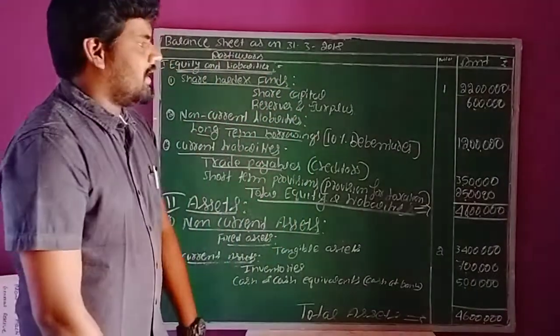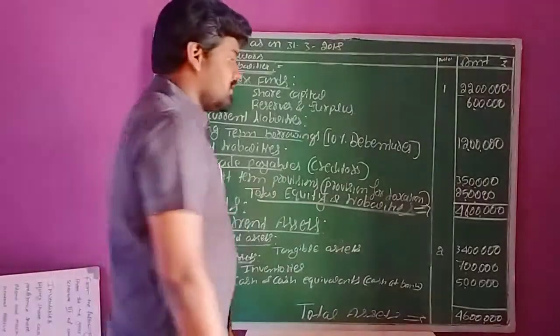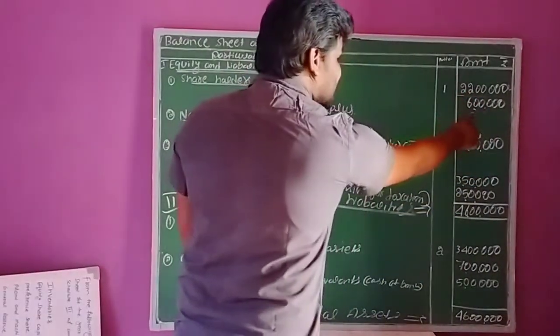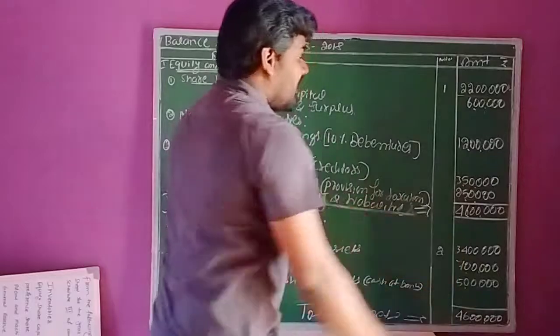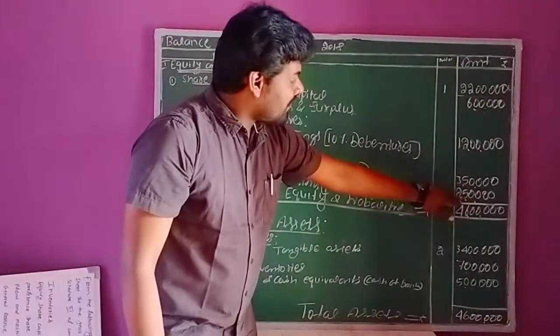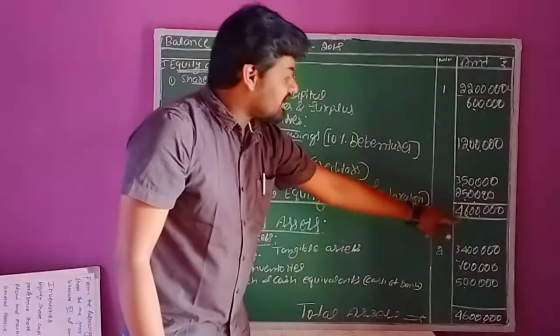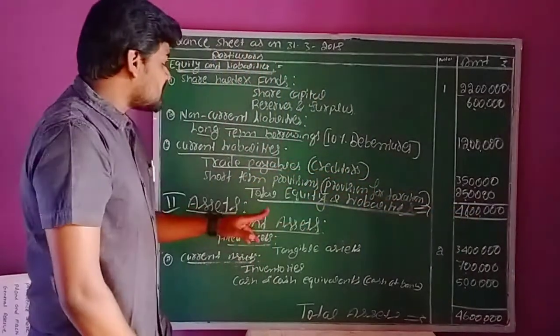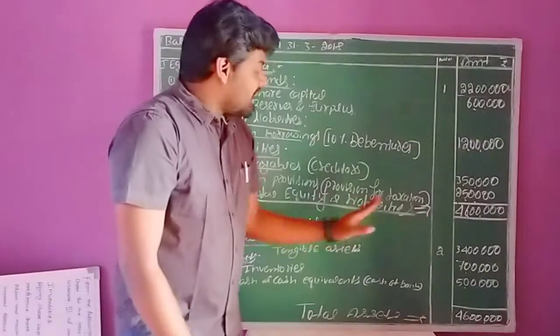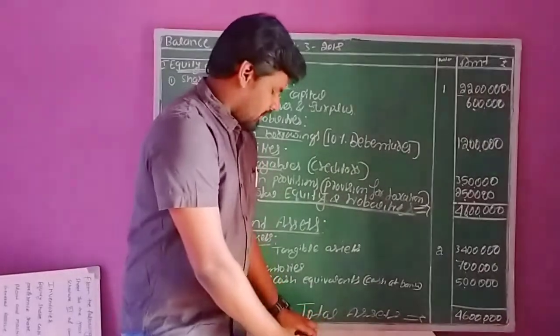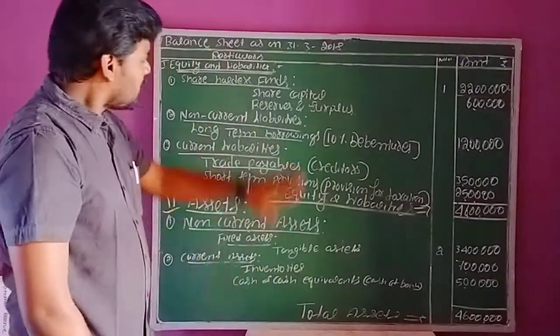Now we need to make the total balance of these balance capitals. So total 22 lakhs plus 6 lakhs plus 12 lakhs, 3,50,000 plus 2,50,000 rupees. The total balance is 46 lakhs rupees. These 46 lakhs rupees we can call as total equity and liabilities in the business organization.